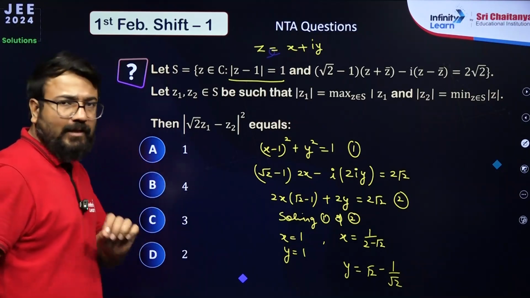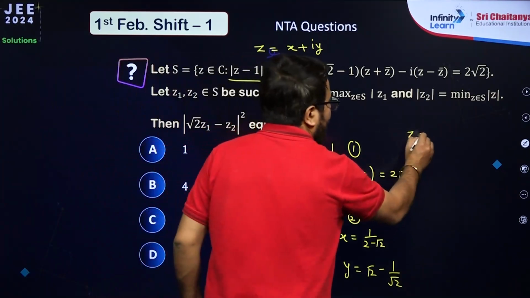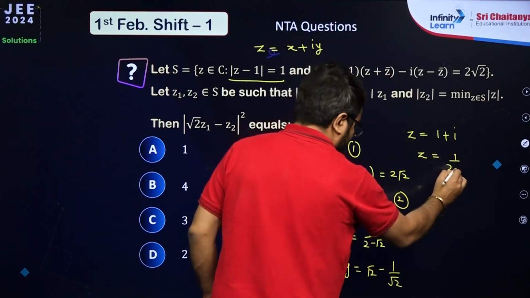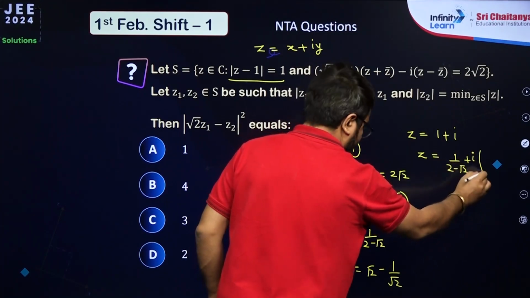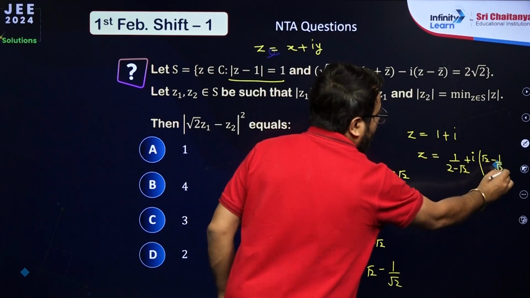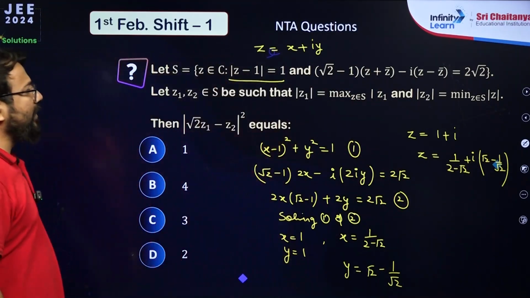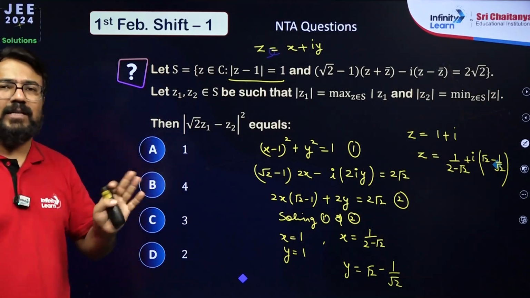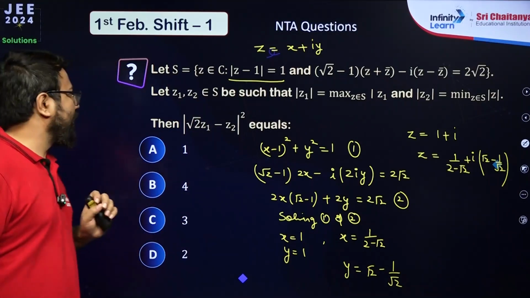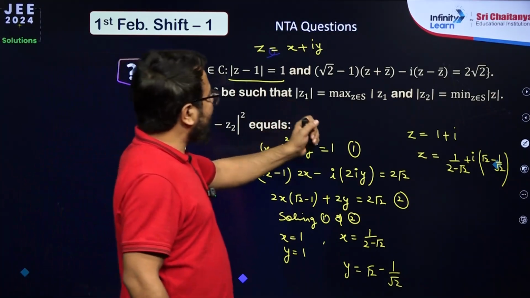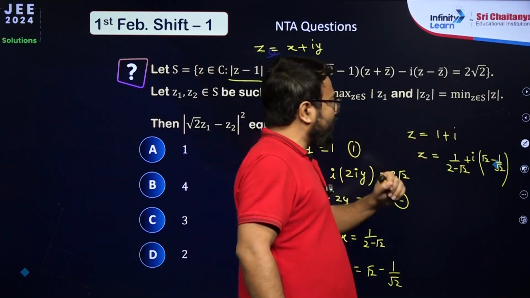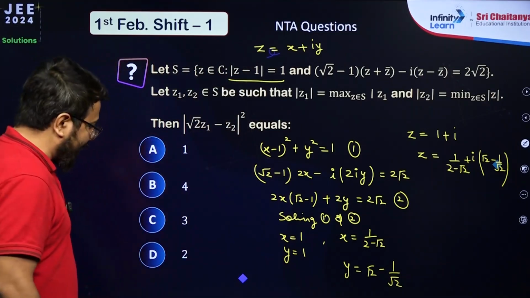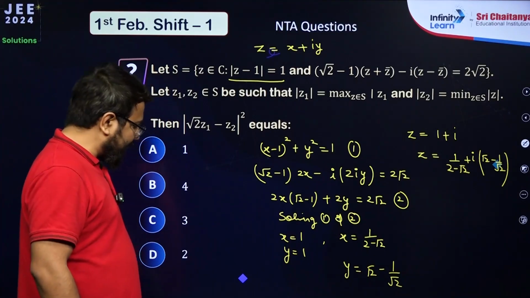That means two possible values of z we can get from here. The first possible value is 1 plus iota. The second possible value is 1 upon (2 minus root 2) plus iota times (root 2 minus 1) upon root 2. I hope you understood how we got the values of z. Now these are the two possible values belonging to the set S, that is z1 and z2, which satisfy both the given conditions. Now one is the maximum value and the other is the minimum value. So my dear students, here if I try to get the maximum and minimum values, I need to write the values of z1 and z2 accordingly.